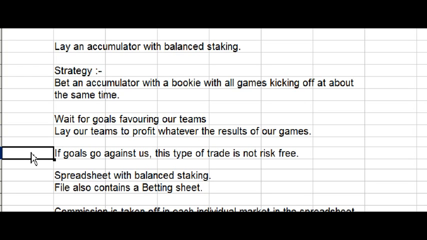If goals go against us, of course, and the other teams score first, this type of trade is not risk-free. We would have a losing accumulator with the bookie. Now there's a spreadsheet for the staking, for placing the lay stakes, and I've also put a corresponding betting sheet in that file as well.